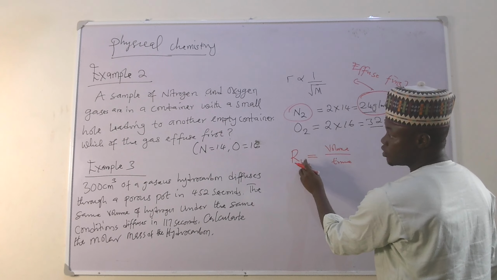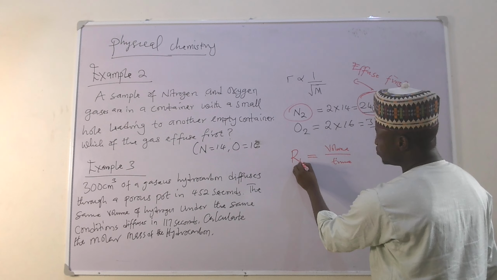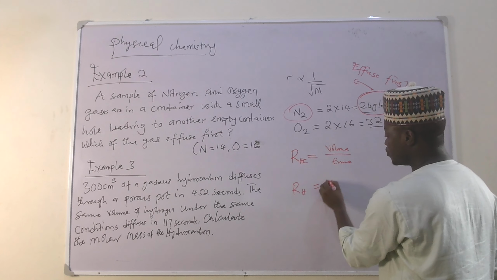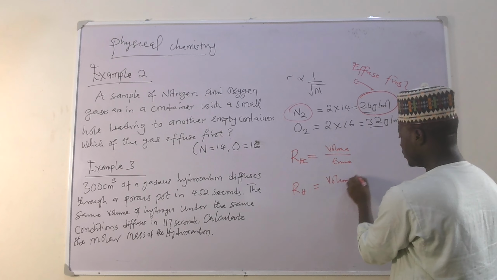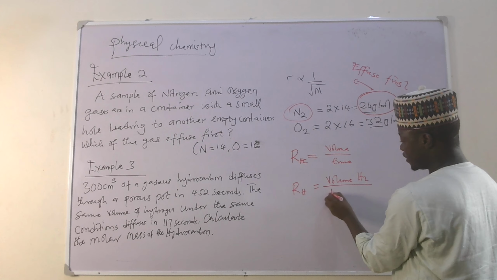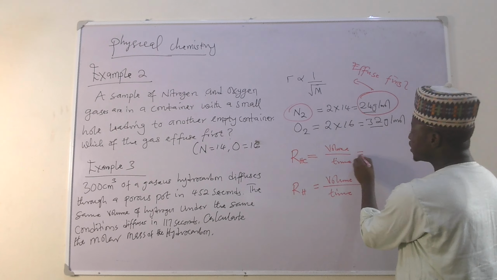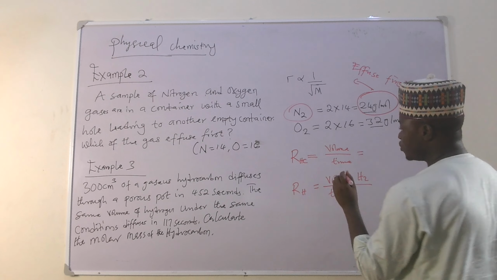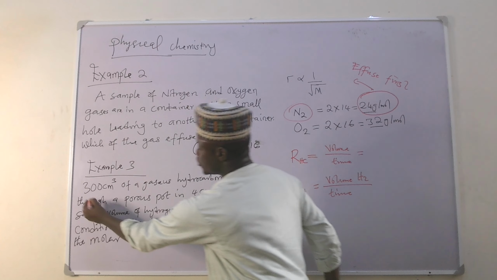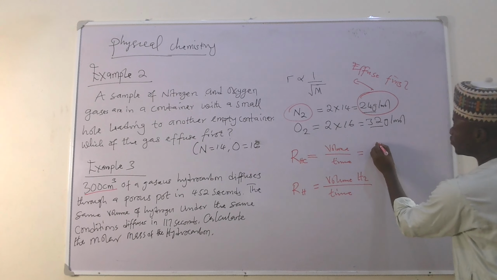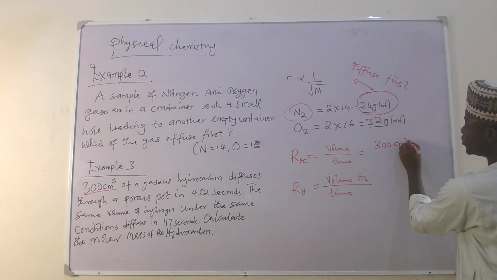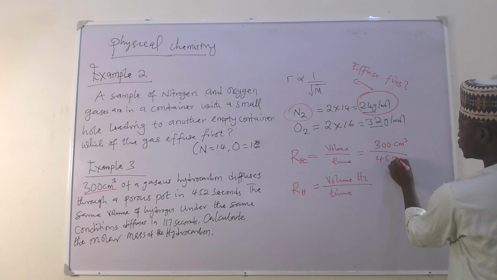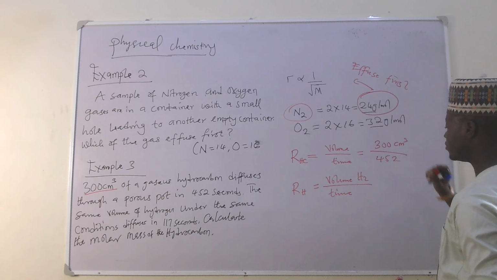And of course, here we are talking about two gases. So let's say the rate of diffusion of hydrocarbon and also the rate of diffusion of hydrogen. So we are going to say volume divided by the time. You can see clearly here, the volume of the hydrocarbon is already given as 300 centimeter cube. So therefore here we have 300 centimeter cube, and the time is 452. So we have 300 divided by 452.